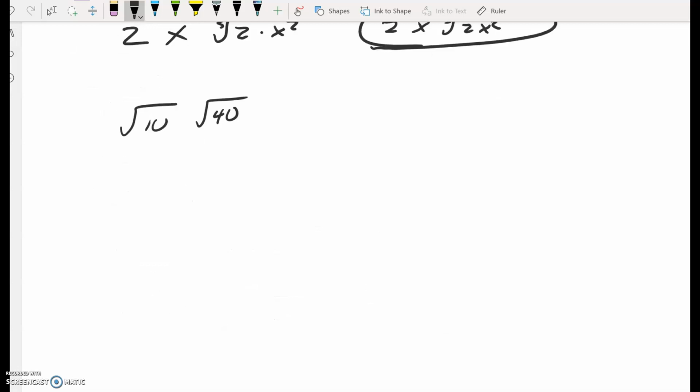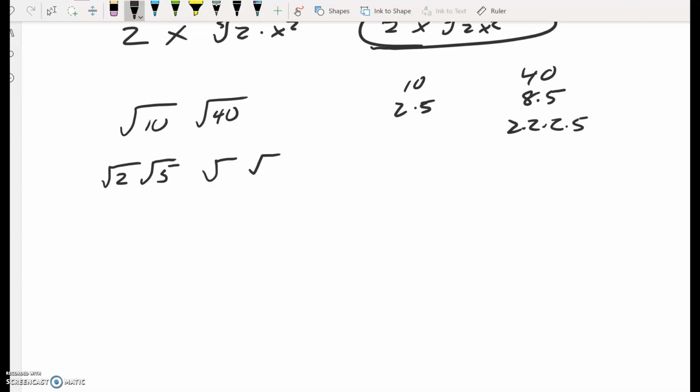There are many ways to do this problem, but I would break apart the numbers. There's a lot to be learned. This will teach you a lot of things. 40 is 2 times 2 times 2 times 5. 10 is 2 times 5. So this square root of 10 breaks apart into the square root of 2 times the square root of 5. This square root of 40 breaks apart into these pieces.